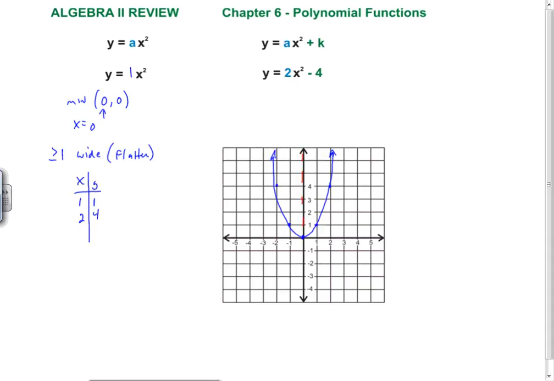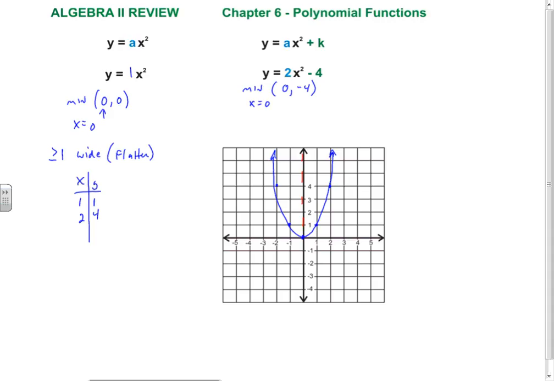Whoops. Get this back where I want it. So we know this is a min. And what are the coordinates of the min point? 0, negative 4. 0, k. All right. Again, line of symmetry. X equals 0. Is this thing relatively wide or relatively narrow?